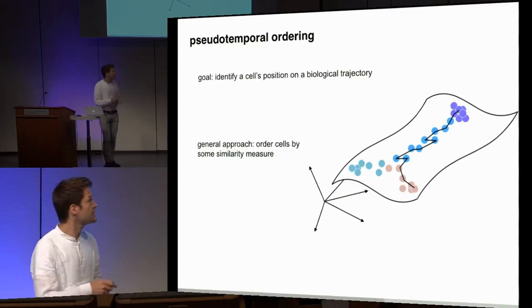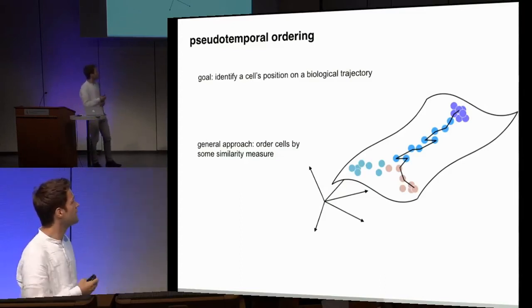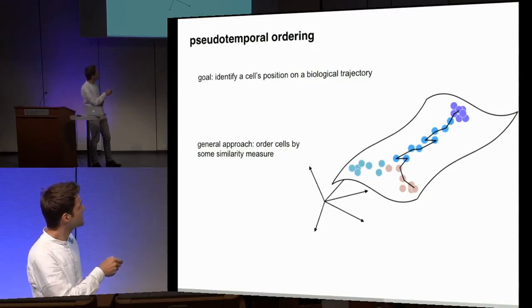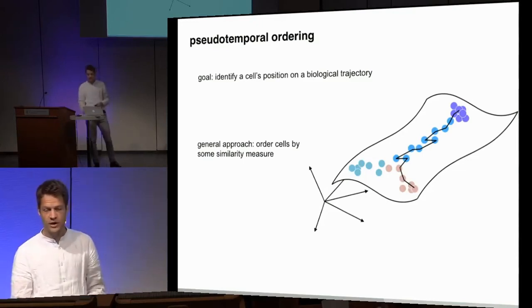Essentially, we want to start at some point. Let's say we know that this should be some type of stem cell-like set of cells, and then we just want to determine some type of distance away from these things. And that's how we would initially start ordering.